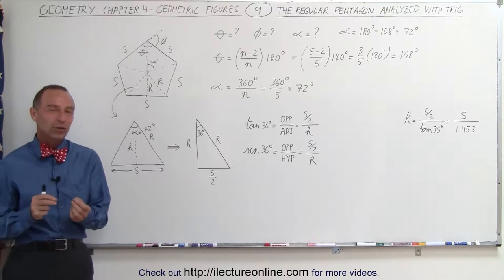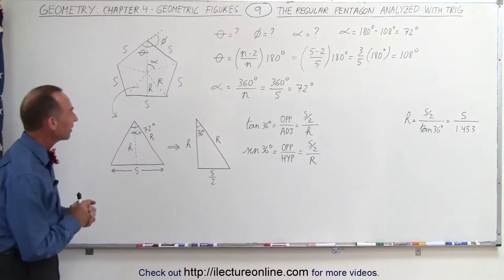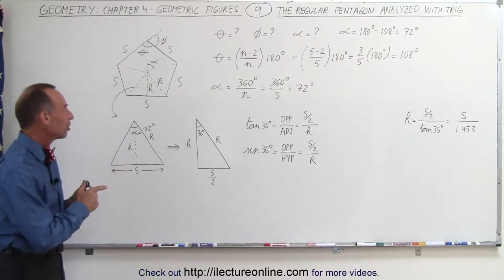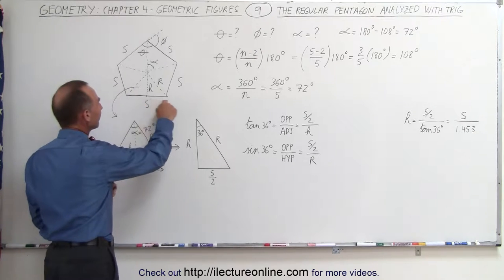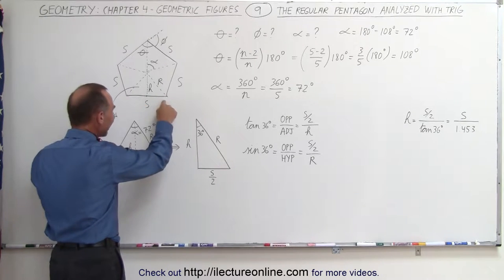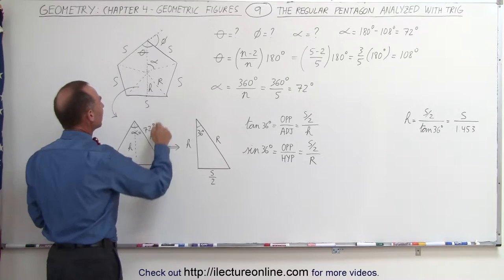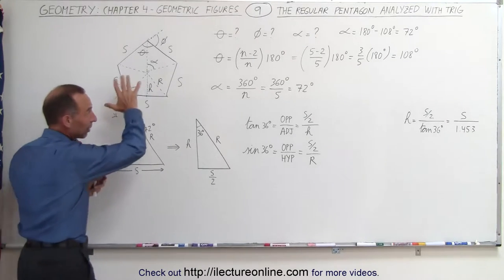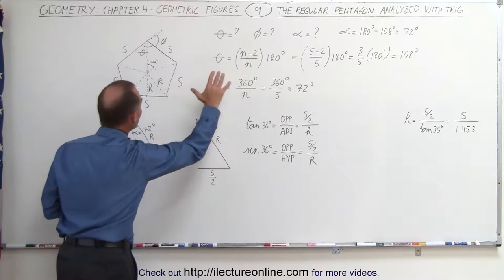Now let's take a closer look at a regular pentagon. We're going to use some trigonometry to find the relationship between the base, or I should say the side, which becomes the base of the triangle, H and R. Now what we've done here, we've left up on the board what we had on the previous video.